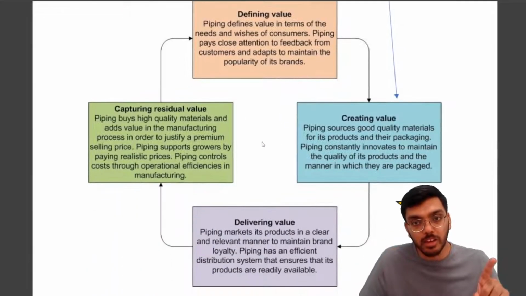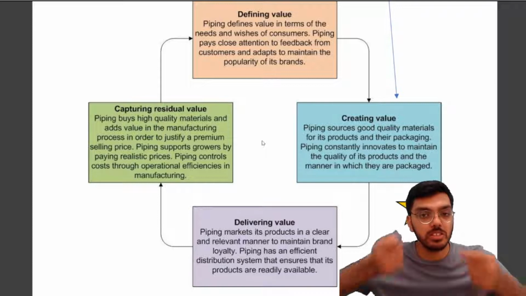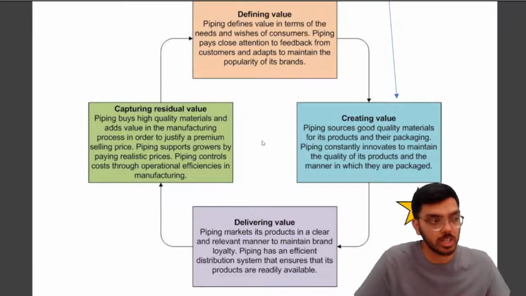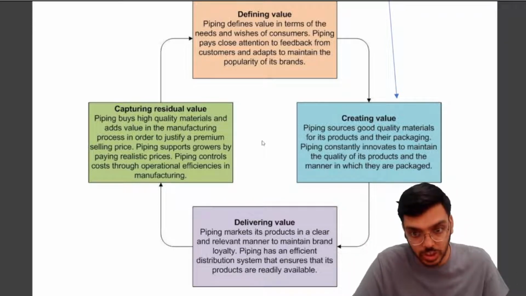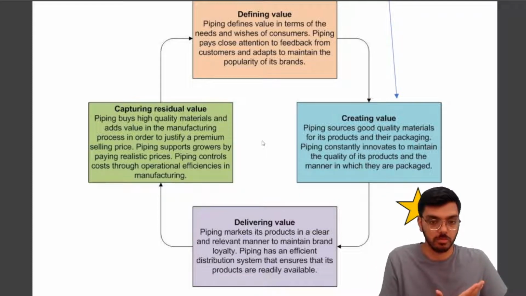After defining value, how do we create the value? We create the value, which means creating our product with good quality materials, with good quality packaging, which we are always being innovative about.